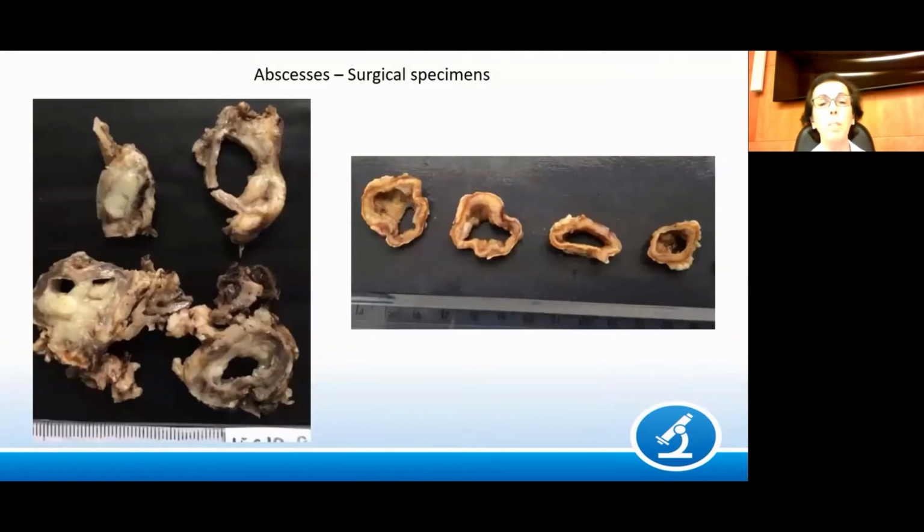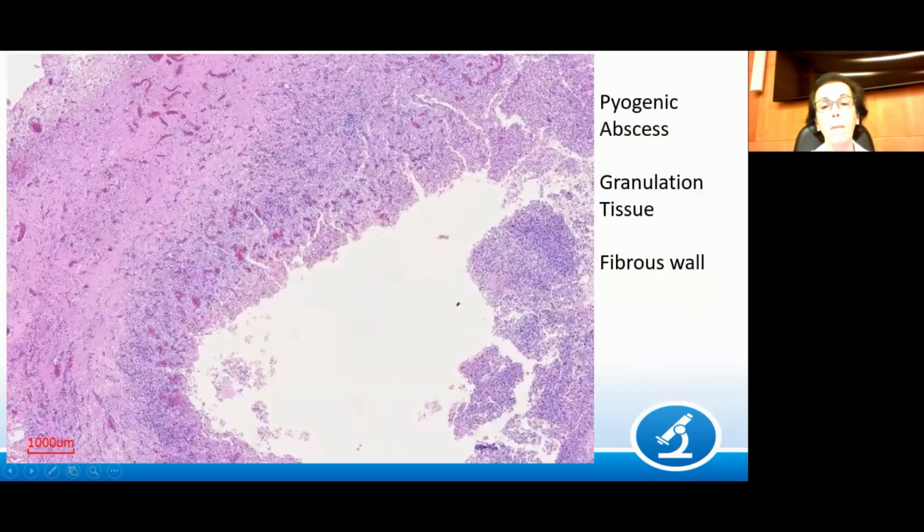But we also receive specimens with abscesses. So these are two cases we had here some time ago. And sometimes we can see the pus inside. And also the wall is already hard, fibrotic, because most of these cases are already in the subacute or chronic phase. They are organized abscesses.